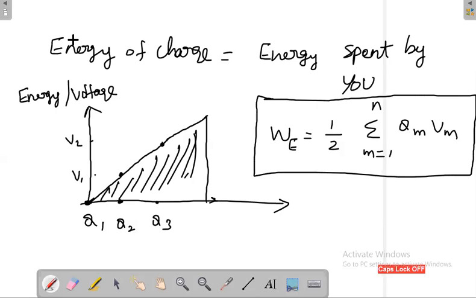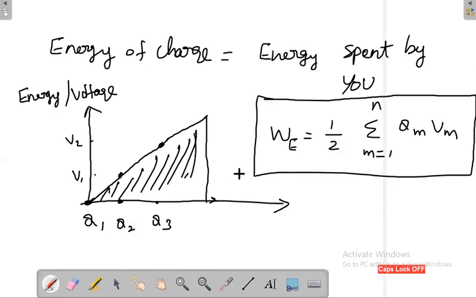If they are asking energy density or total energy due to charges, simply remember this triangle. Why do you have to remember this triangle? Starting, you are spending zero energy. For the first charge, very little energy you are spending. For the second charge, the energy that you have to spend increases. Similarly, it goes on. So that is the idea. This is the total energy present in the system.